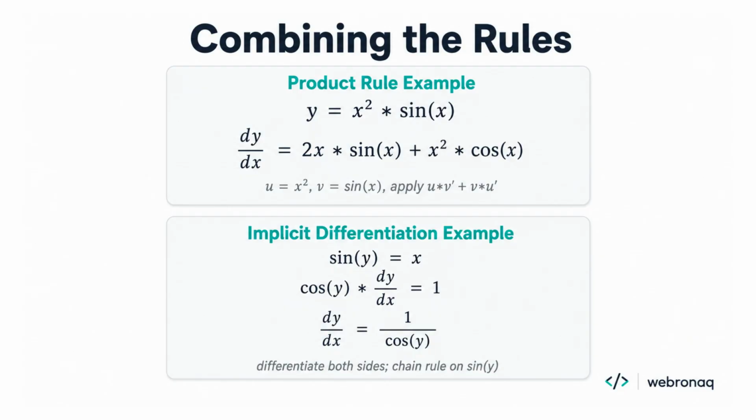Now for implicit differentiation. Suppose sine of y equals x. Differentiating both sides with respect to x, the left side requires the chain rule on sine of y. That gives cosine of y times dy divided by dx. The right side differentiates to 1. Solving, dy divided by dx equals 1 divided by cosine of y. In both problems, trig derivative rules slotted in naturally alongside the other techniques. Next, we lock in the patterns so they are easy to remember.